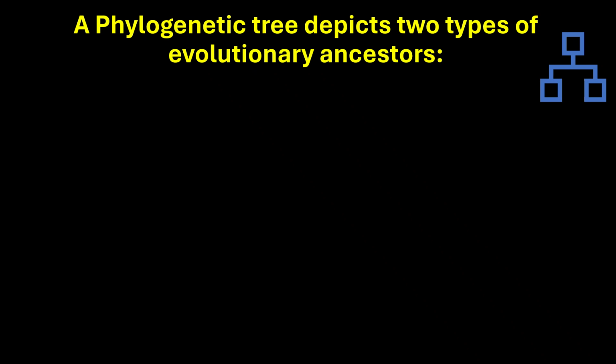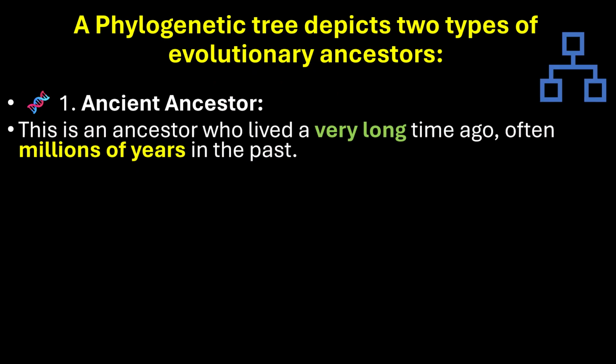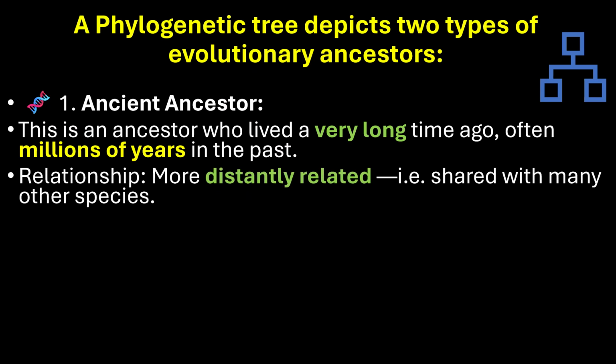It depicts two types of ancestors. So we have the ancient ancestor. Who is an ancient ancestor? This is an ancestor who lived a very long time ago, often millions of years ago in the past. And this is our relationship to such an ancestor. They are more distantly related. That is, we share many other species with that ancestor.